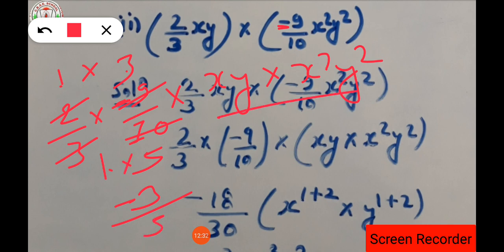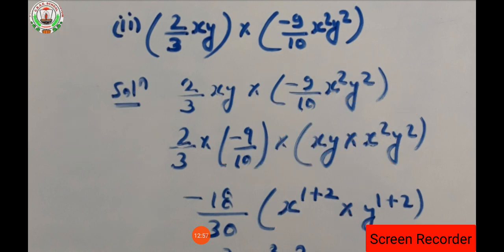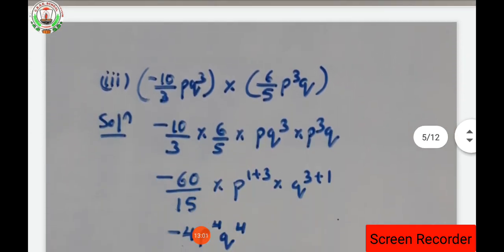Now what about this? For this we are going to write the x together and y together. Clear? As per the laws of exponent, if the bases are the same, their powers will be added. So here the powers of x and y are 1 and 1. So 1 plus 2 will be how much? That will be x to the power 3 into y to the power 3. So this will be the result for that. Clear everyone?